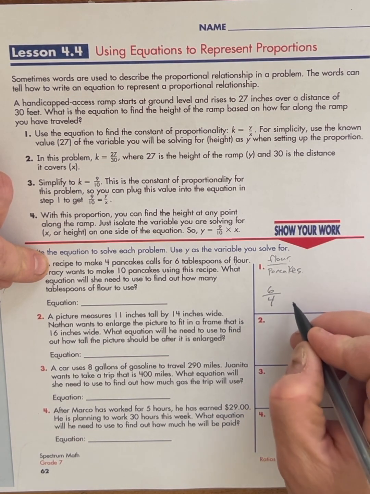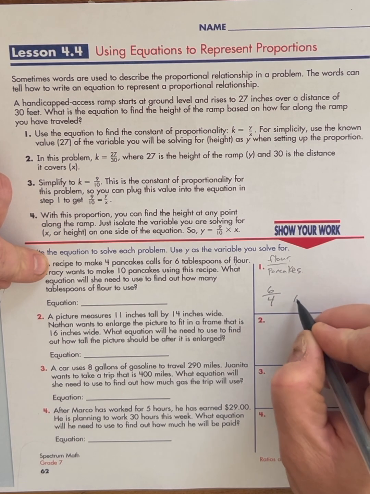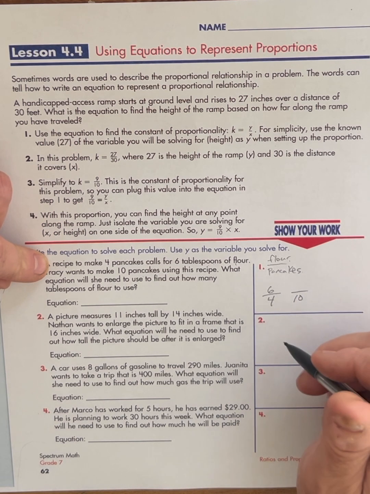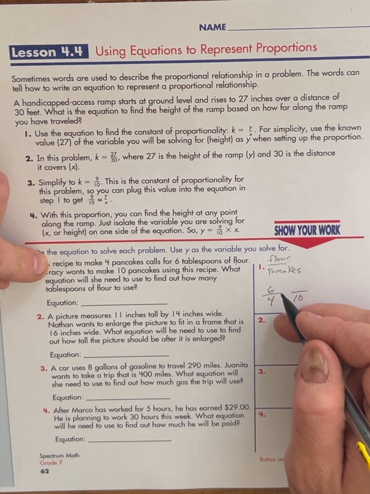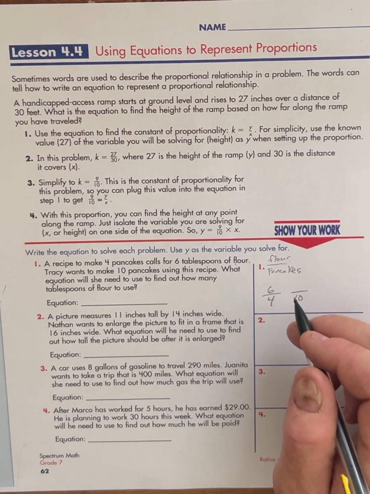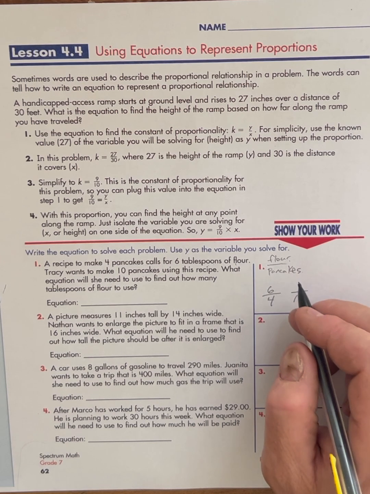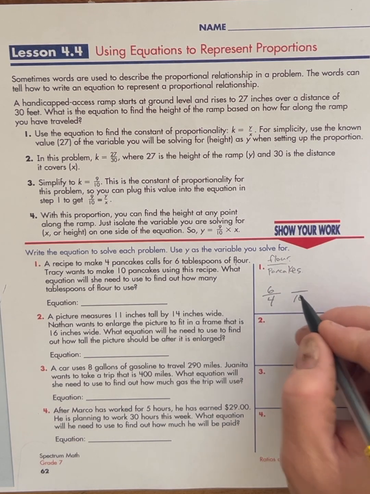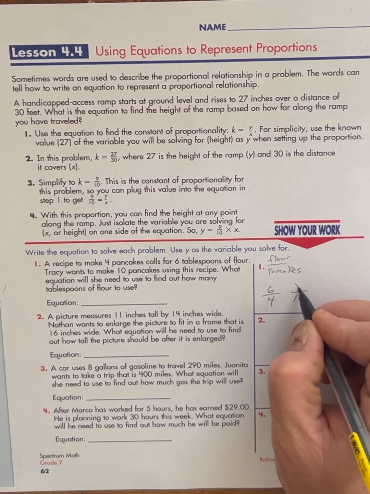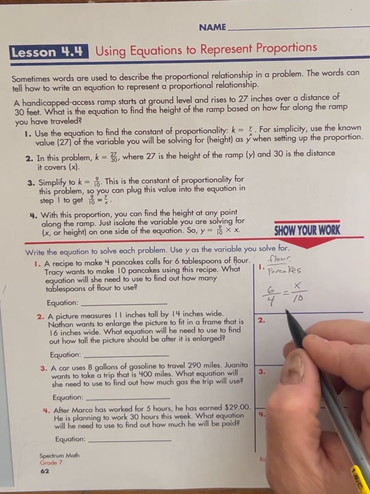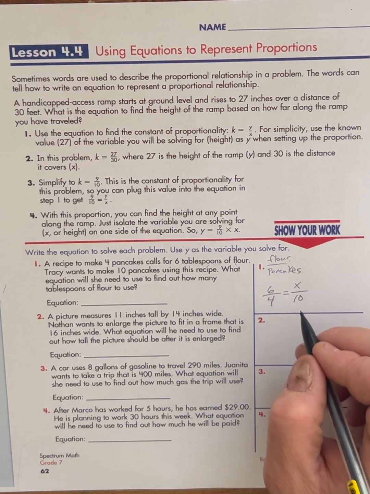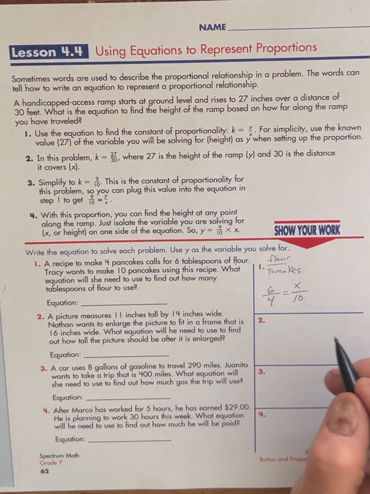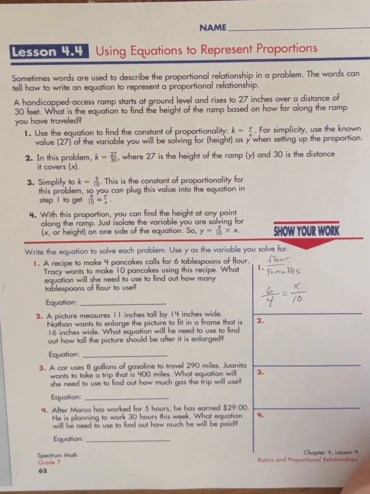Tracy wants to make 10 pancakes. So that's the bottom number. How many tablespoons of flour does she need? So basically, this is our equation: 6 divided by 4 equals x divided by 10. That's the equation. And then you would need to solve it.